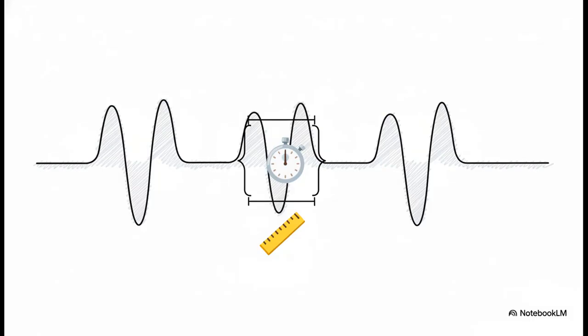Now, tied right into frequency are two other ideas, period and wavelength. And honestly, they're just two sides of the same coin. Period is all about time. How long does one full cycle take? And wavelength is about distance. How far does the wave physically travel in that one cycle? So, a high-frequency sound is going to have a short period and a short wavelength.